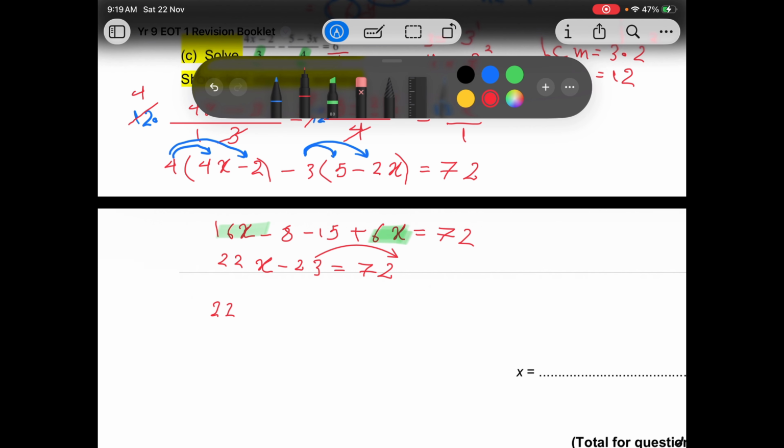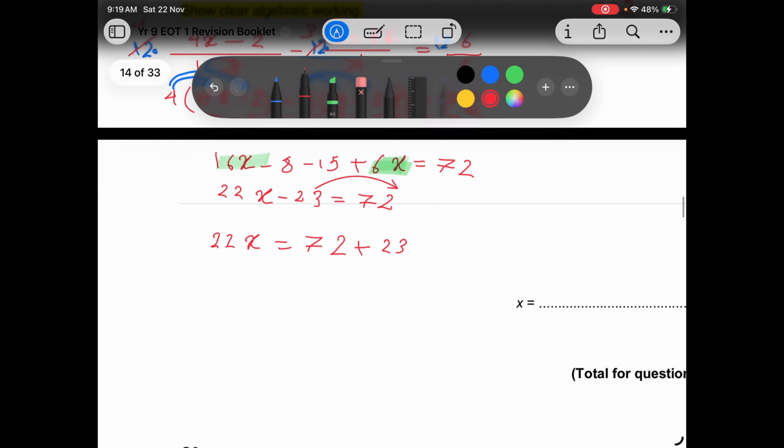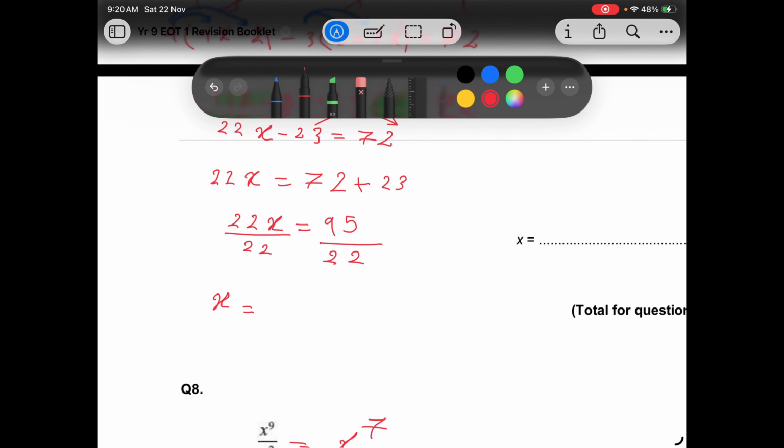So it will be 22x equals 72 plus 23. So 22x equals 95. Then we can divide both sides by 22, and here is the value of x. x equals 95 over 22. Okay.